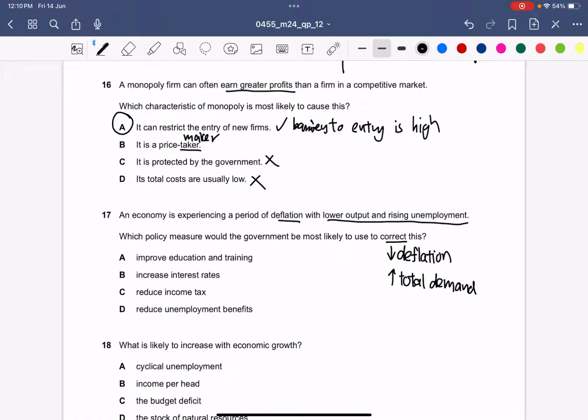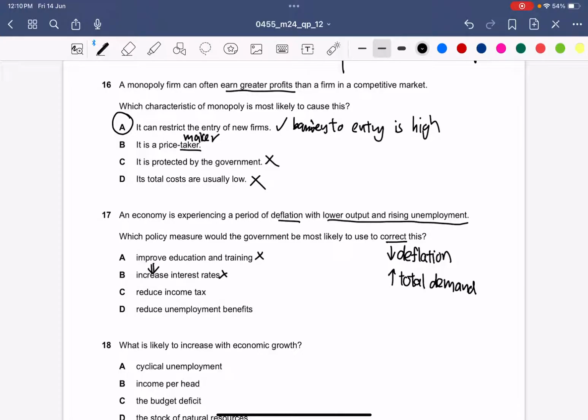Okay, A, improve education and training. This one is a bit tricky. At first, you may be thinking that this is the answer, but actually it's not, because improving education and training will increase the total supply of labor. It won't increase the total demand, it's just a supply. And B, increase interest rates. No, you should reduce interest rate to encourage investment and spending. So no, you should reduce it.